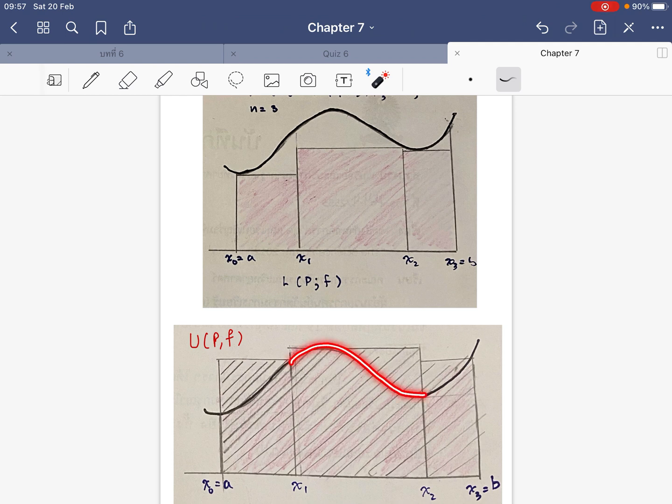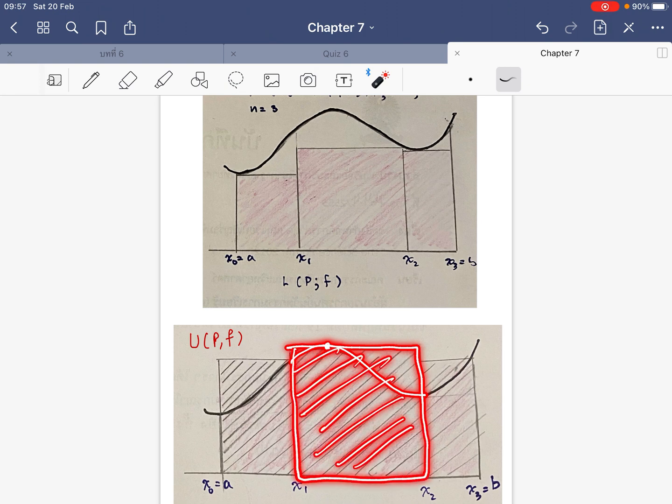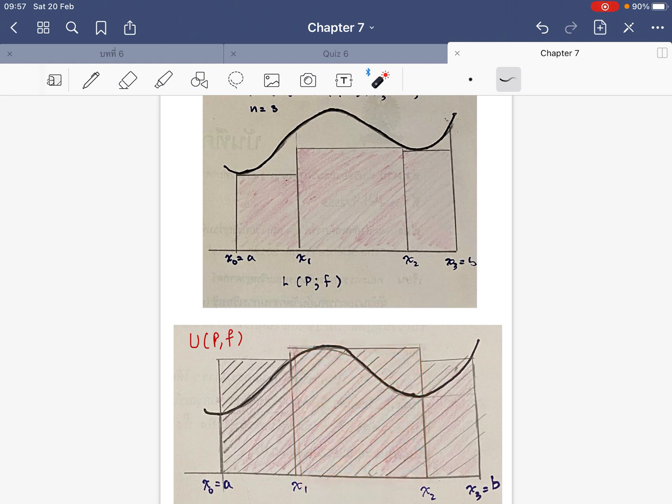Over the second interval, you may see that here is your supremum of the function value. So you draw a tangent line to that supremum, and here is a strip to get your area of this one. And for the last interval right there, the supremum is right here. So you draw a strip like that, find the area, and then you add these three areas together to get your upper sum of this function f for this partition.